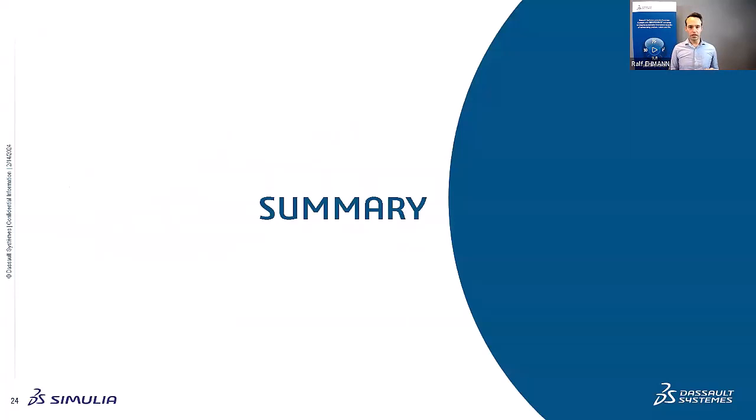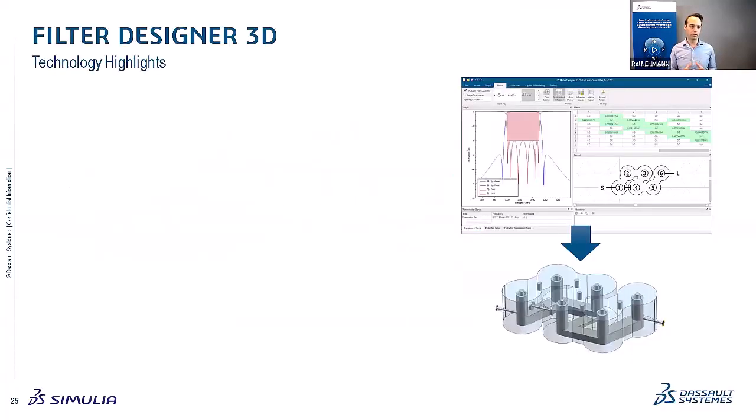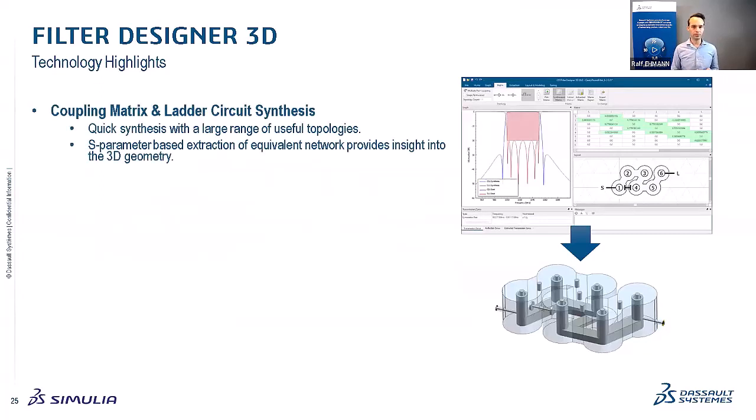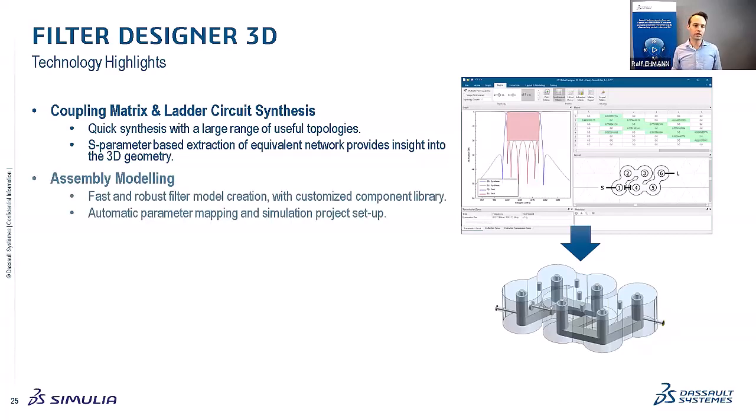So this brings me to the end, and I would just quickly like to summarize a few highlights of FT3D. We have the coupling matrix and ladder circuit syntheses, so you can do a quick synthesis of a large range of useful topologies. S parameters based extraction of the equivalent networks can provide insight into the geometries. You don't need to go and place ports inside your model and determine the coupling values. You can use this extraction method.